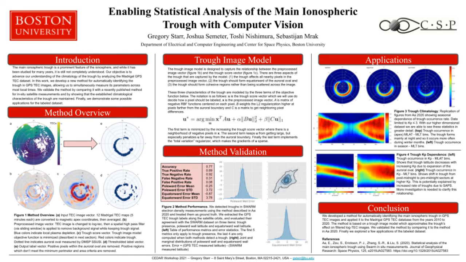In this work, we developed a new method for automatically identifying the main ionospheric trough in GPS total electron content images. We validated the method against a previously published trough identification algorithm and presented some applications of our labeled dataset.